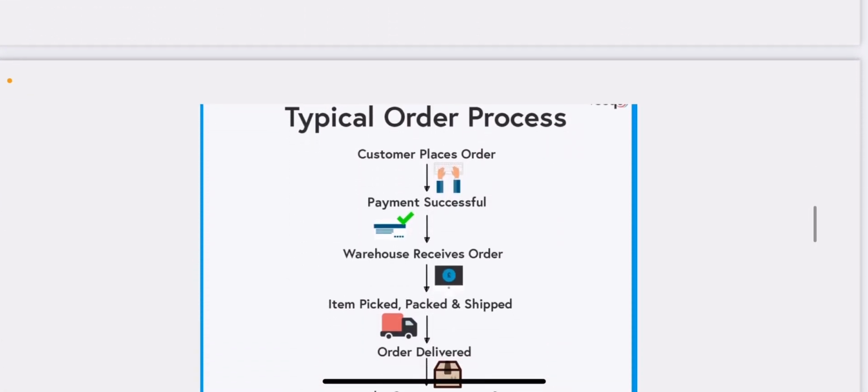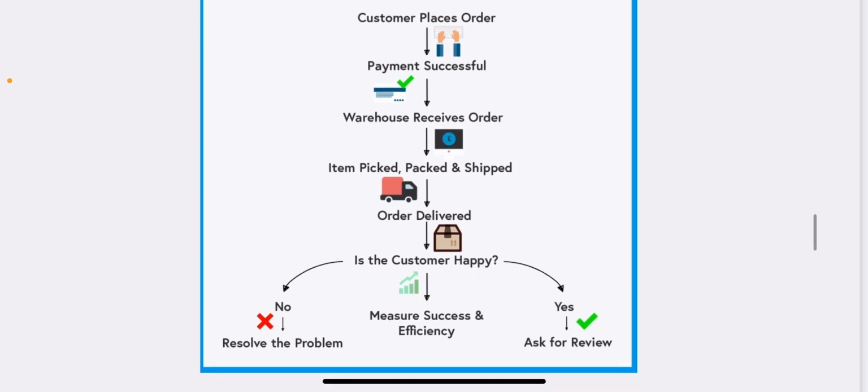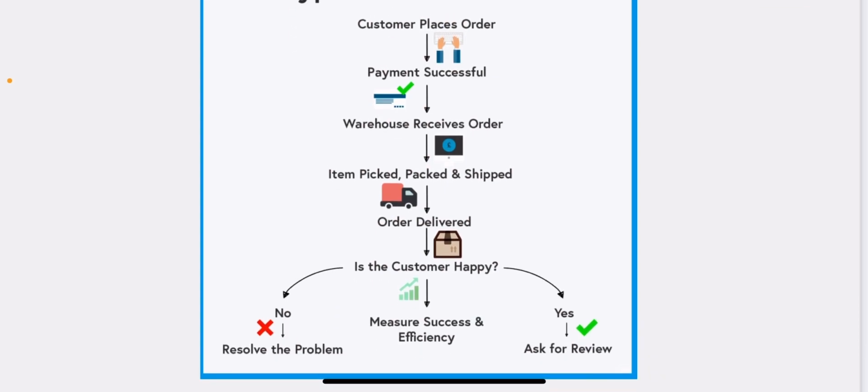Now if we look at this process again in a flowchart manner, the customer places the order, the payment is made, the warehouse receives the order, the item is picked, packed and shipped, and the order is delivered to the customer. Then it depends on whether the customer is happy or not. If he is happy, the company asks for a review. If he is not happy, he is eligible to return the product to the company. That's how these companies measure their success and efficiency. So order fulfillment, order management and order processing enable a company to measure their success and efficiency.